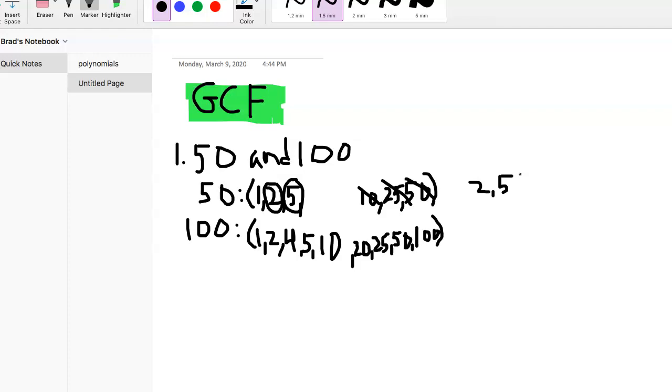And if we were doing prime factorization, which we're going to need to do, what we would actually do for this is put down 2 times 5 times 5 equals 50, right? 2 times 5 is 10. 10 times 5 is 50. Okay, so that's how we do the prime factorization.